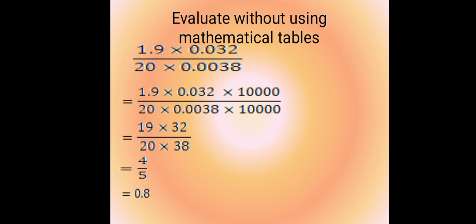So we shall multiply each by 10,000, so that our new sum becomes 19 multiplied by 32 all over 20 multiplied by 38. Now you can see these numbers cancel comfortably, like 19 goes into 38 twice, and 4 goes into 20 and 32. Now if you simplify, you get 4 over 5, and our answer is 0.8 if we write it as a decimal.